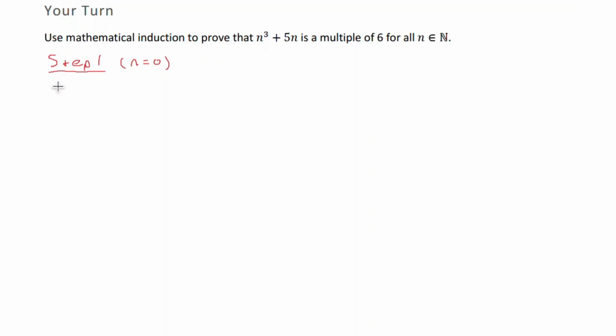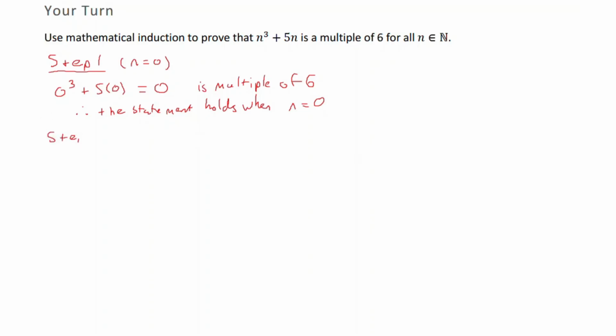When n is equal to 0, we get 0 cubed plus 5 times 0, which is equal to 0, and that is indeed a multiple of 6. It is 6 times 0, and therefore the statement holds when n is equal to 0.